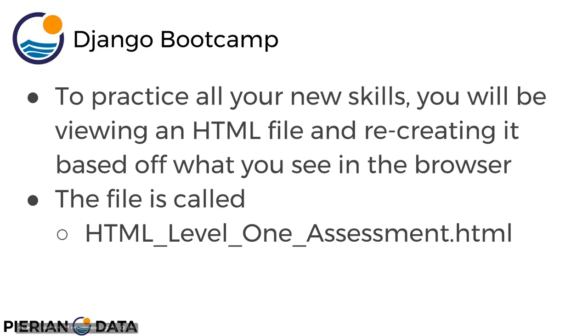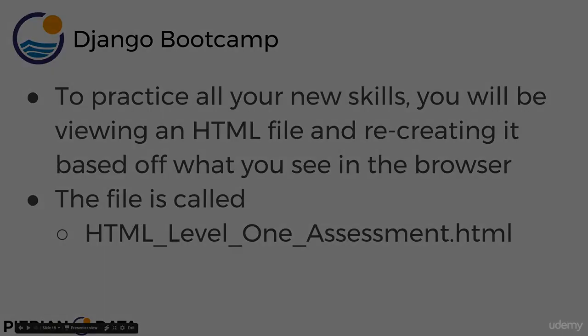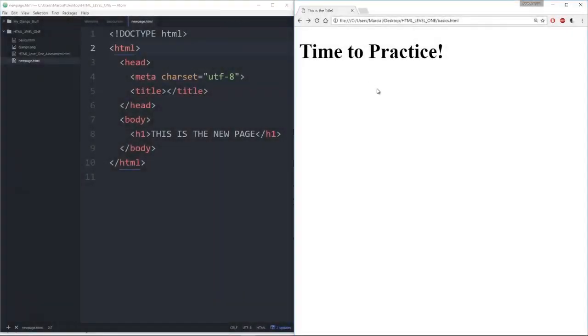I'm going to jump to Atom Text Editor and my browser now. Okay, here I am at the Atom Text Editor, and I have my browser open. Notice here that I'm looking at a new page.html. You can be looking at any HTML file that you've created. And what I've done is I've made sure that I have here in this directory the HTML Level 1 assessment.html file.